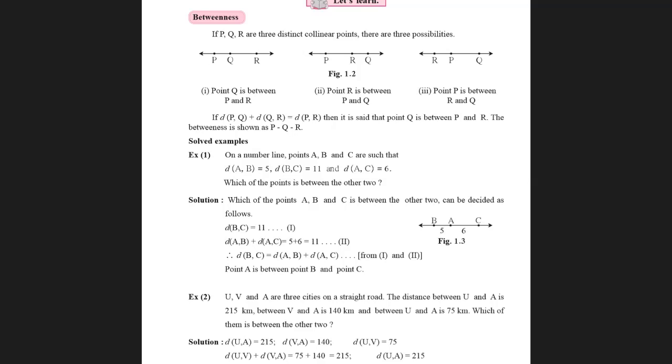Children, can you try this out for the second figure? That's figure 1.2. How will I write the same thing? You would write it as distance of PR plus distance of RQ is equal to distance of PQ, which means point R lies between P and Q. Children, are you able to understand? Try out the third one. The third figure, distance of RP plus distance of PQ is equal to distance of RQ, which means point P lies between R and Q. Okay, I hope by now betweenness is clear to all of you.